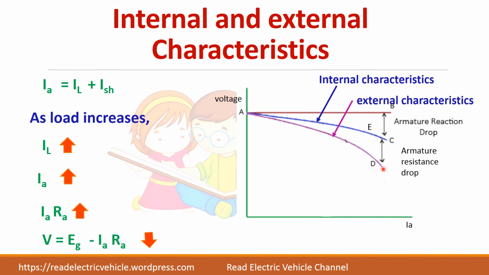So this graph is drawn between the terminal voltage versus armature current. Here the drop due to armature reaction is taken into account. Here the drop due to armature resistance is taken into account. So the graph between E and IA is called internal characteristics, and the graph drawn between the terminal voltage and armature current is called external characteristics.